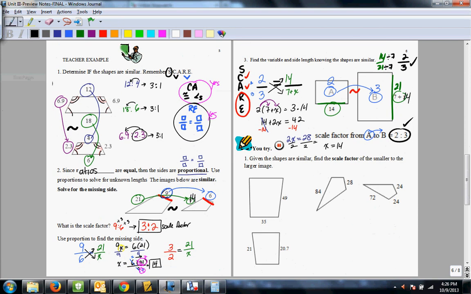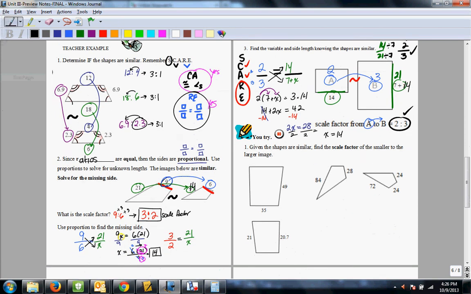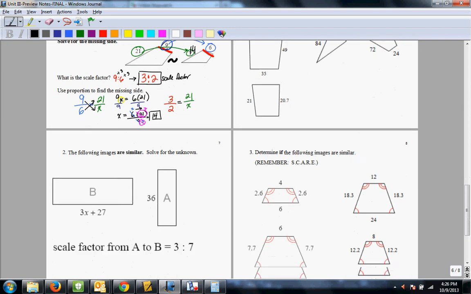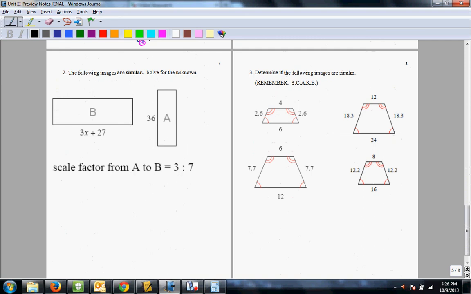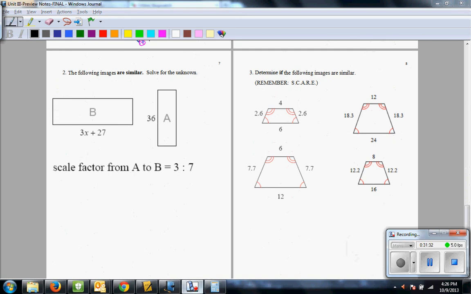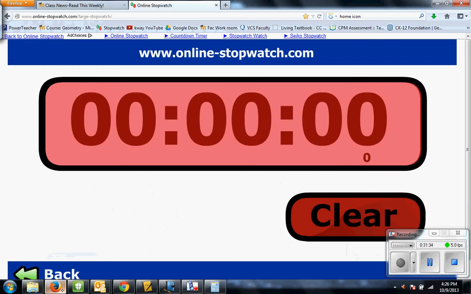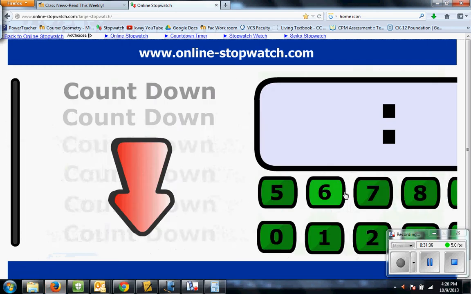So what I want you to do is give these problems a try. Problem 1, 2, and 3 on your own. I'm going to set the clock for 5 minutes. I want you to attempt to do these on your own for the next 5 minutes and then check your work. So we're going for 5 this time.